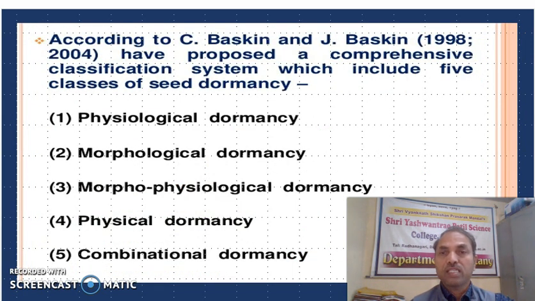According to Baskin and Baskin, 1998 and 2004, they proposed a comprehensive classification system which includes five classes of seed dormancy: physiological dormancy, morphological dormancy, morphophysiological dormancy, physical dormancy, and combinational dormancy.